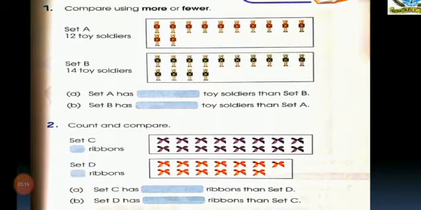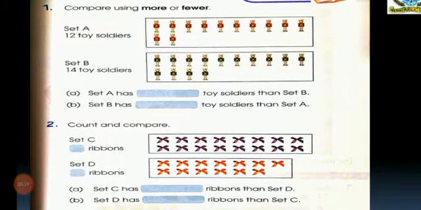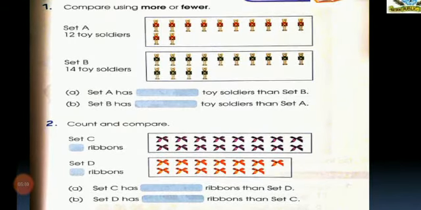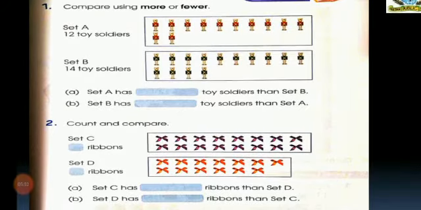You have to look here. For the smaller number, we have to write fewer. F-E-W-E-R, fewer. And for the bigger number, we have to write more. So set A has 12 toy soldiers and 12 is the smaller number as compared to 14. So we have to write fewer here. Then set B has dash toy soldiers than set A. Yes, we have to write more. Why? Because 14 is the bigger number as compared to 12.